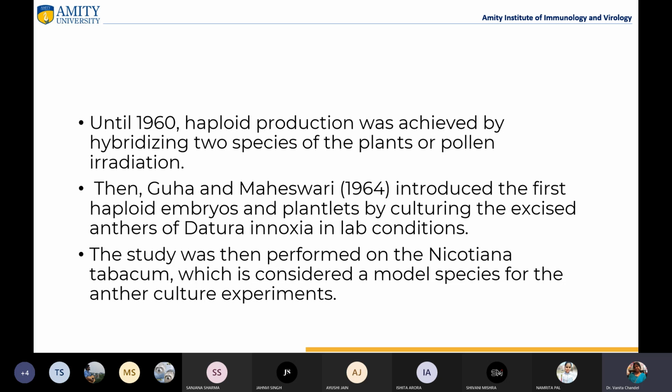right? So, haploid plants kaise obtain kar sakte hain? Ya to hum sirf egg cell se plant develop kare, or we just use the pollen for the development of the plant, excluding the other one. So that's how we are getting haploid plants.